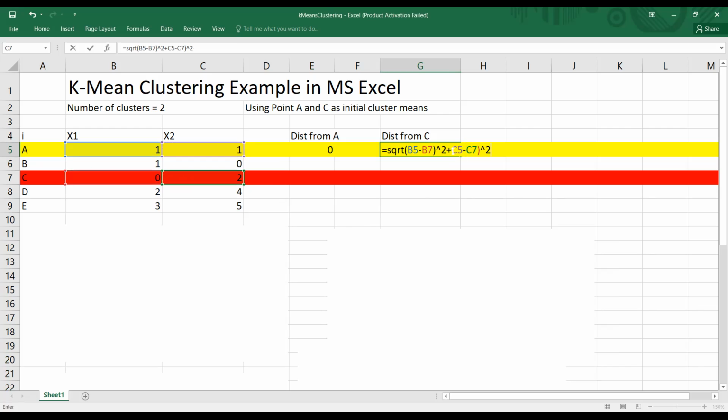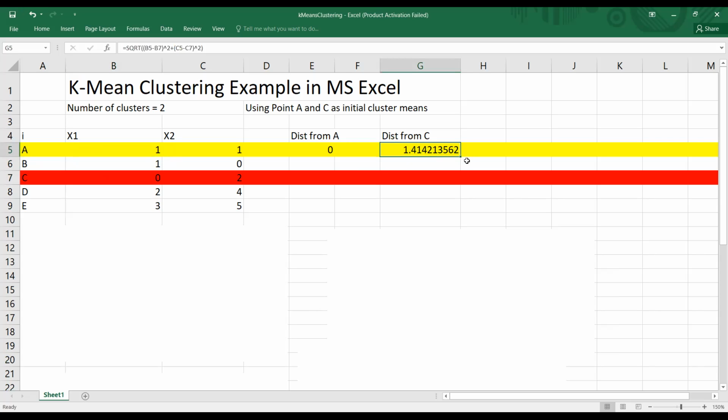and we have some missing brackets here. This is the first bracket that we should use. One more bracket, the entire thing will be enclosed in the bracket. This is the bracket of the square root function. So this is the distance of point A to the point C.